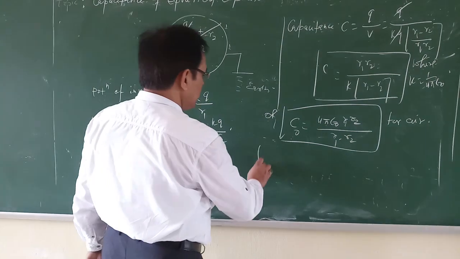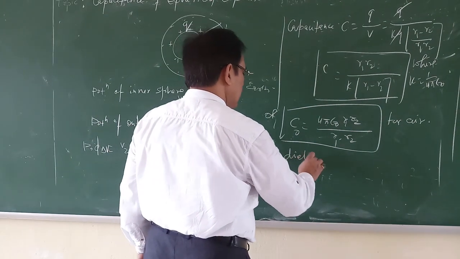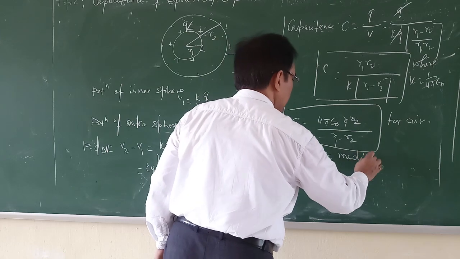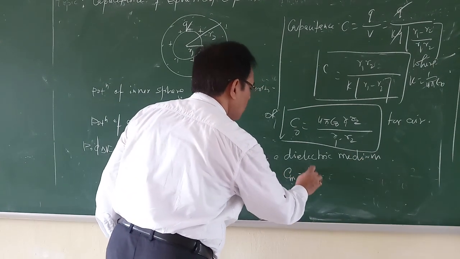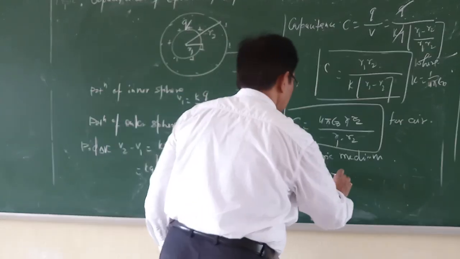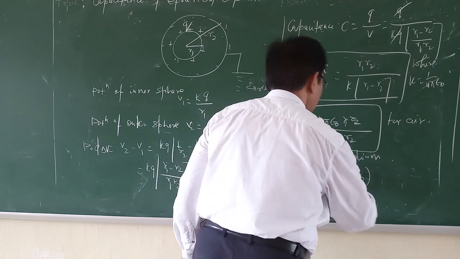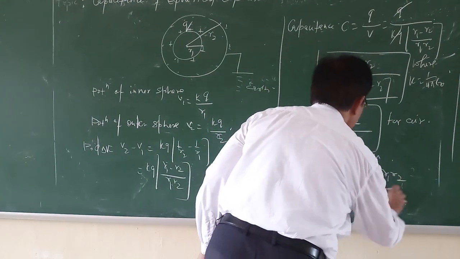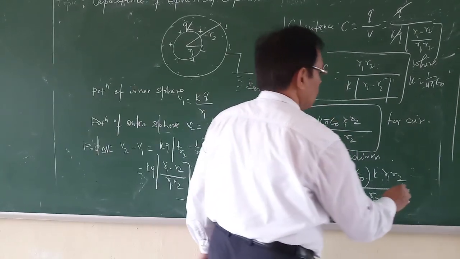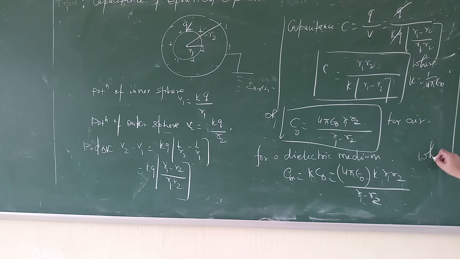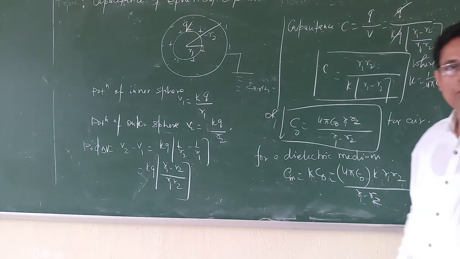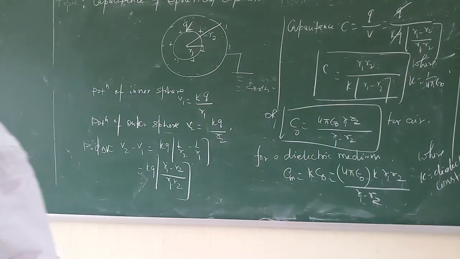So for a dielectric medium, capacitance will be C equal to K C naught, that equals 4 pi epsilon naught K R1 R2 by R1 minus R2, where K is the dielectric constant. So this is the capacitance of a spherical capacitor.